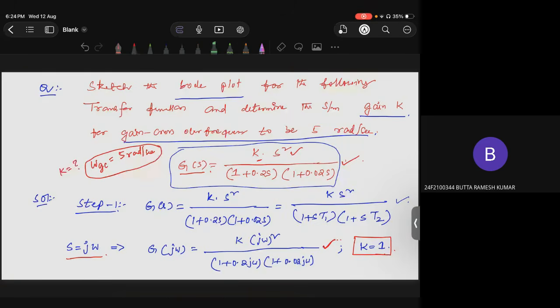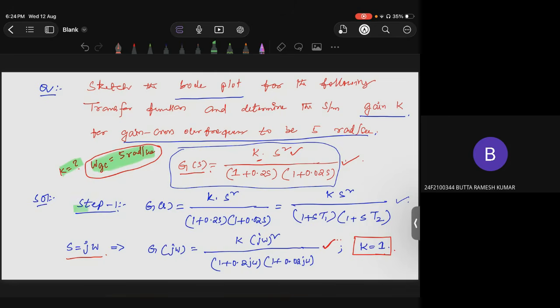Using the Bode plot, we have to find the K which will give us a gain crossover frequency of 5 radians per second. First we will draw the Bode plot completely, then find the gain crossover frequency, and then find that K value. Let us go step by step, because I've already explained these steps in the previous live session also. So I'm going quickly. You can check this.